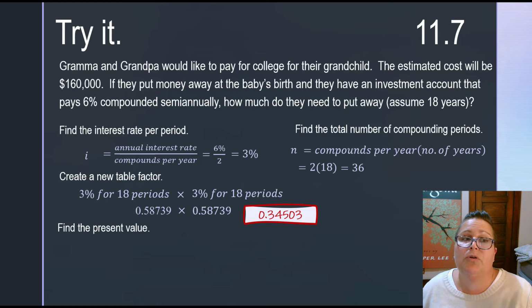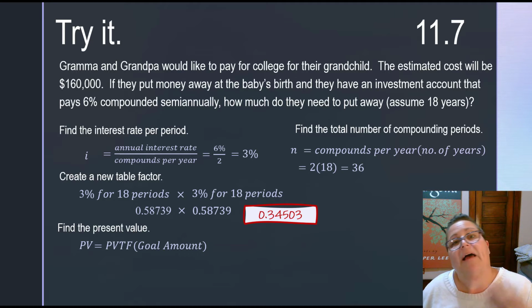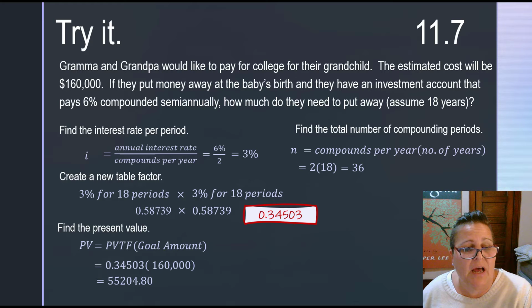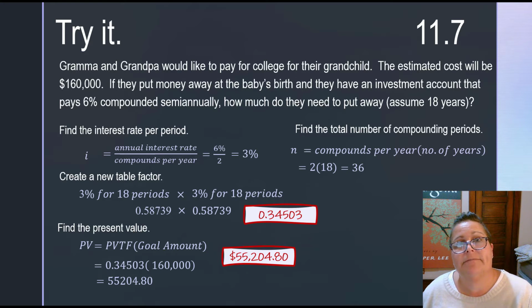So they will need to put away 0.34503 multiplied by their goal amount of $160,000, or $55,204.80. Now, that's still a lot of money. I didn't say it wouldn't be, but it's still a third, essentially, of the amount of money that they'll have in 18 years, which is helpful.